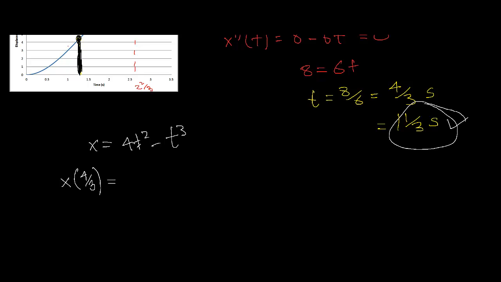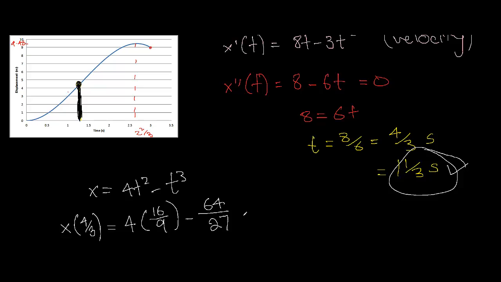So no tick, that's this part. We're going to get 4 times 16 on 9. Cool, so that's just 4 on 3 squared, minus, now what is 4 cubed? It's 16 times 4, which is 64, all over 3 cubed, which is 27. Cool. Now I'm just going to punch this into a calculator. And so that will come to 128 over 27, which is approximately 4.74.